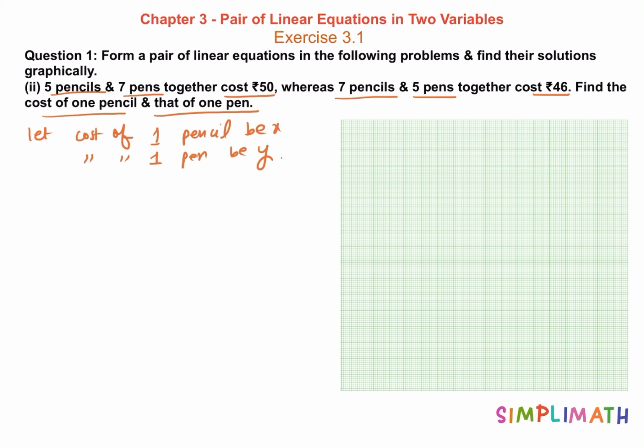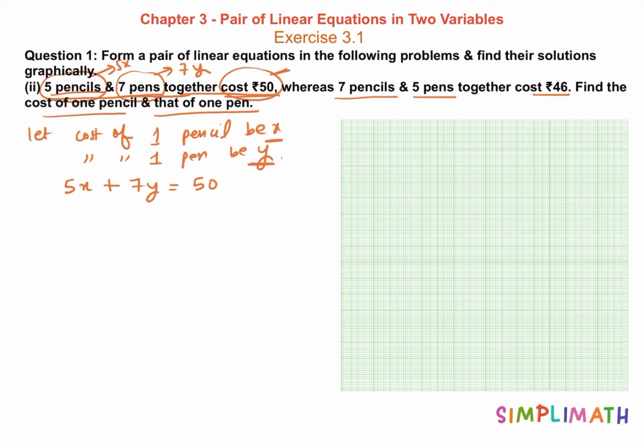So the first part of the word problem is 5 pencils and 7 pens together cost rupees 50. So the cost of 5 pencils and the cost of 7 pens together is rupees 50. So what is the cost of one pencil? It is x. So what would be the cost of 5 pencils? It would be 5x. And what is the cost of one pen? It is y. So the cost of 7 pens would be 7y. Right? Now we can say that 5x plus 7y equals 50.